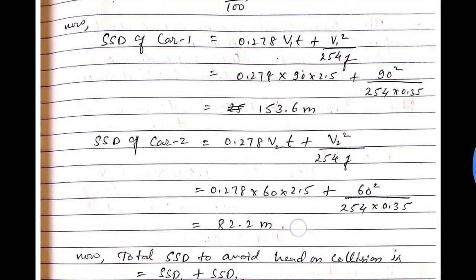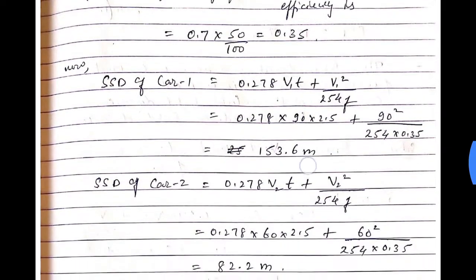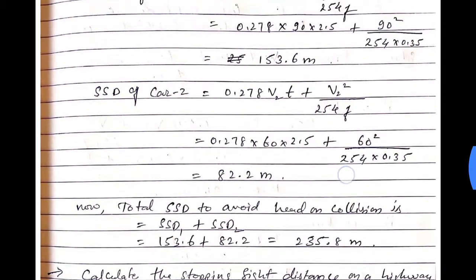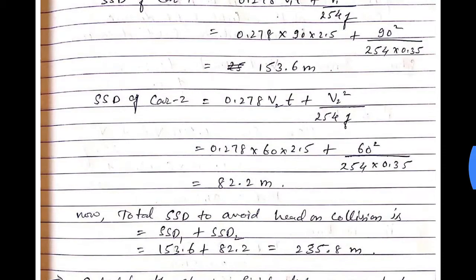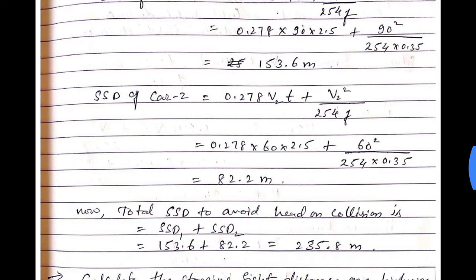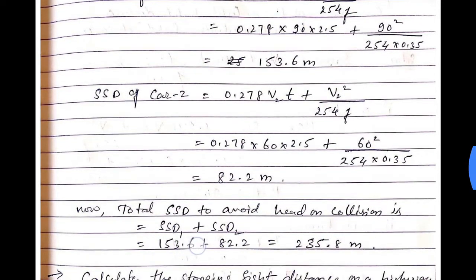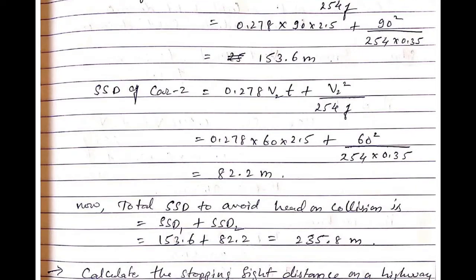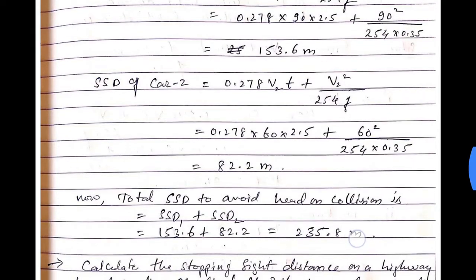Now we need the total SSD in order to avoid a head-on collision. So it would be the sum of SSD1 plus SSD2. So 153.6 plus 82.2, it will give us the value 235.8 meters.